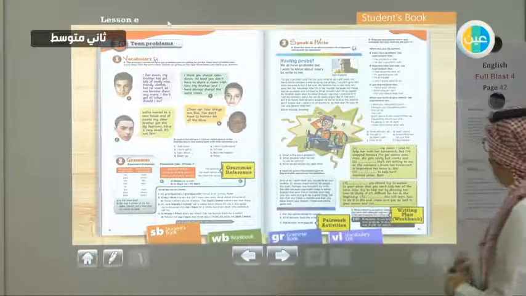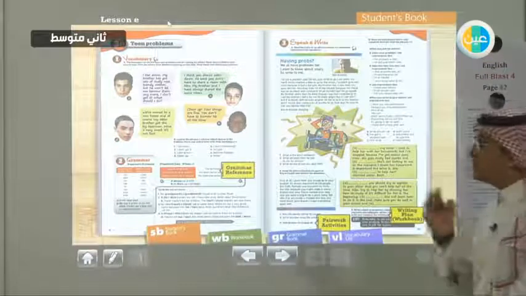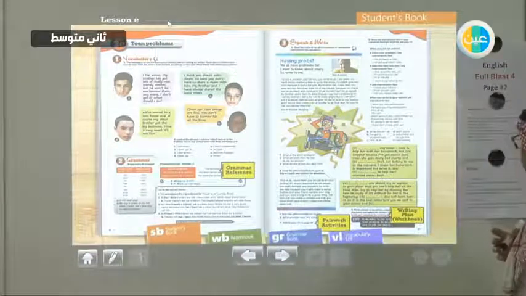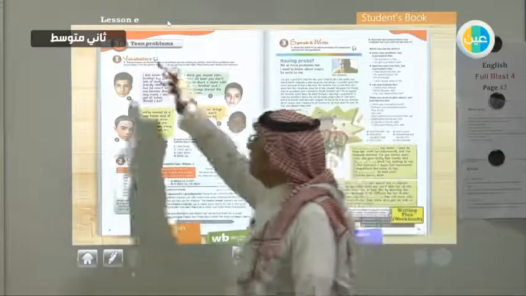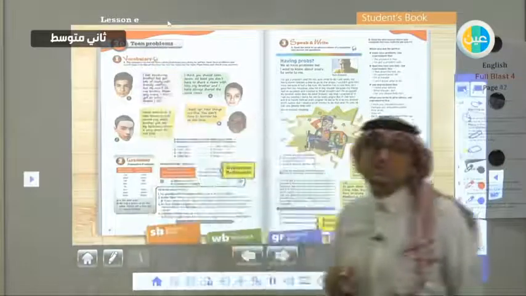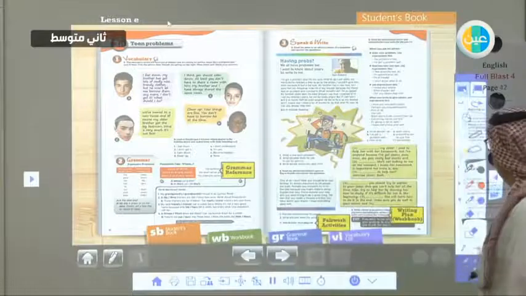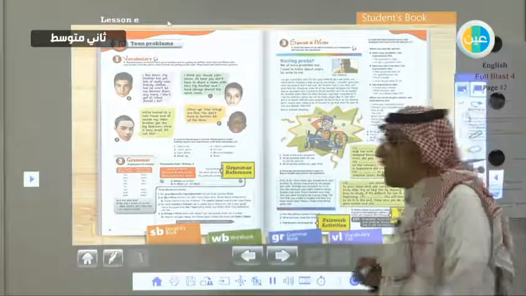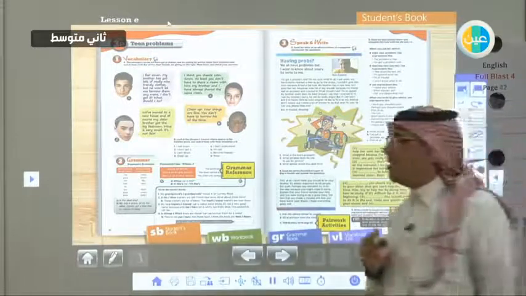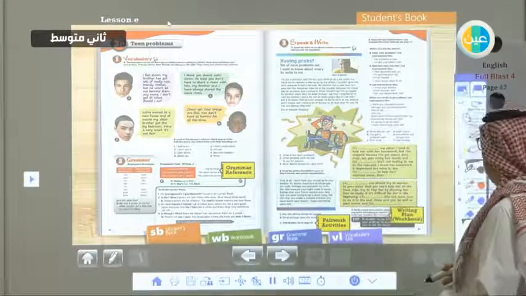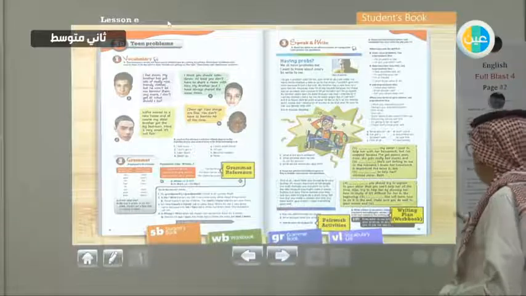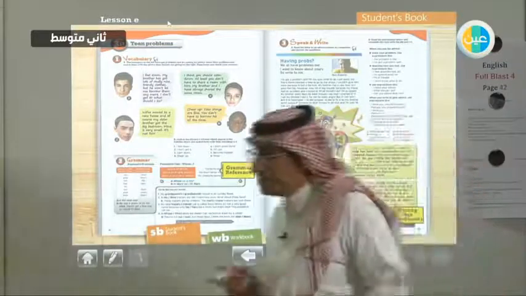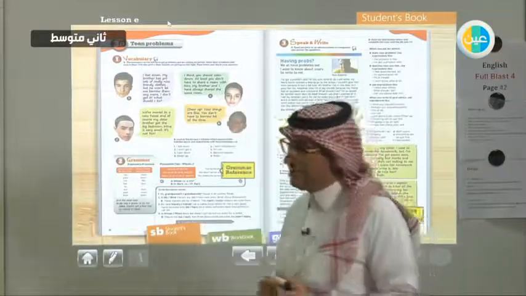vocabulary. But before, we aim to present some of these vocabularies for teens problems. Our topic for today, teens problems, okay. So we have to discuss these words and have some advice about them, okay. And I'll give you time to practice and guess the meaning of these words, okay.